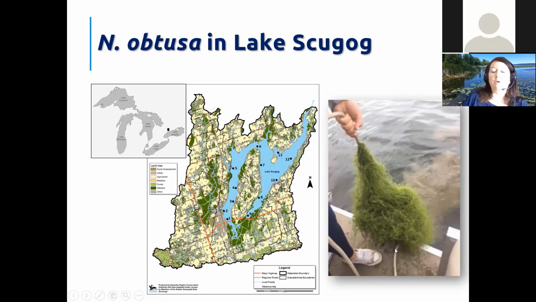And I know around the same time I had contacted Brian Yin at the Lake Simcoe Region Conservation Authority, and he had also found it in Lake Simcoe. So it was kind of fortuitous timing, and so really that was the start of, okay, well let's look at it in Lake Scugog to try and get a handle on what its distribution is. So these are our sites.